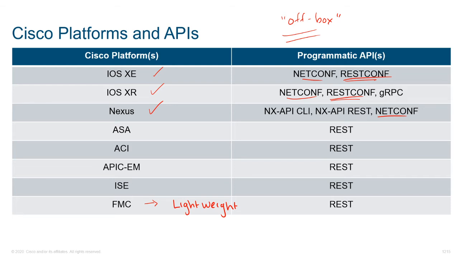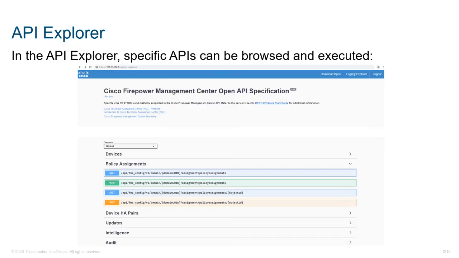Now, FMC does support the lightweight APIs for management. You do just need to enable it, and it's only supported on version 6.1 and later with your REST client.